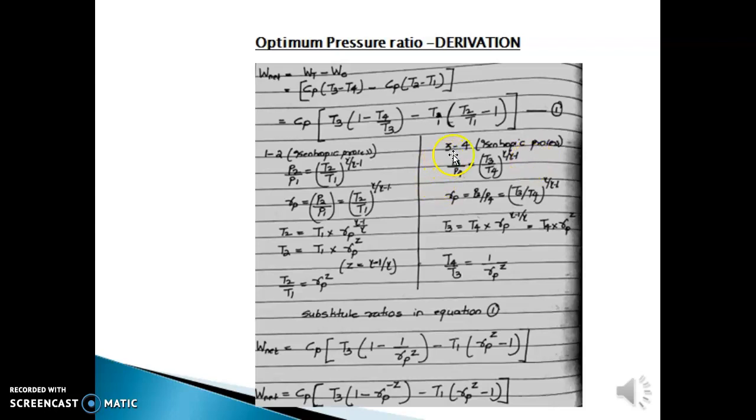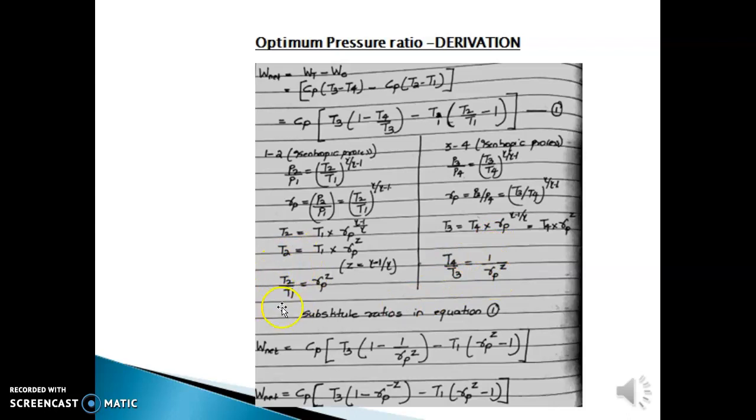So here I'll write P3 by P4 is equal to T3 by T4 the whole raised to gamma by gamma minus 1, where P3 by P4 is again the pressure ratio. Pressure ratio is equal to T3 by T4 the whole raised to gamma by gamma minus 1. From here I can write T3 is equal to T4 into pressure ratio raised to gamma minus 1 by gamma. Instead of gamma minus 1 by gamma, I can write it as Z. So I will get T3 is equal to T4 into Rp raised to Z, from where I can write T4 by T3 will be equal to 1 by Rp raised to Z.